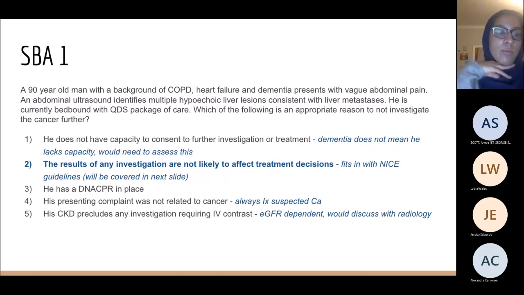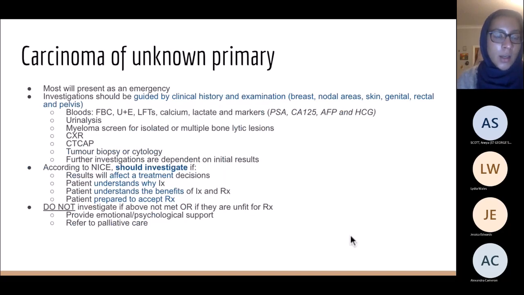But yes, the main reason is that having further investigations wouldn't affect his treatment decisions. And what that is based on is the NICE guidelines on management of carcinomas with unknown primaries. This is actually from NICE itself. If you just Google NICE guidelines carcinoma of unknown primary, they have a really nice step-by-step process of what the steps are.